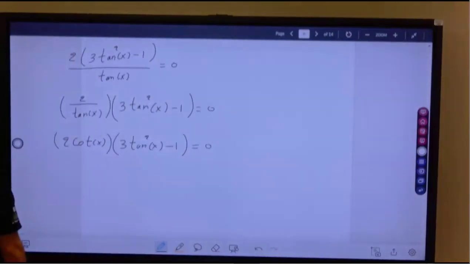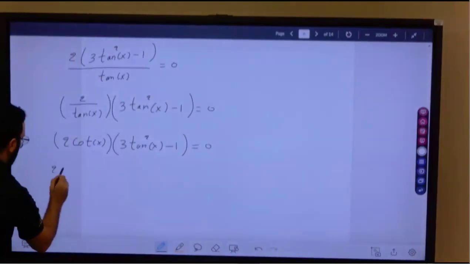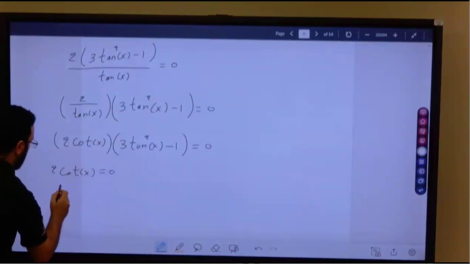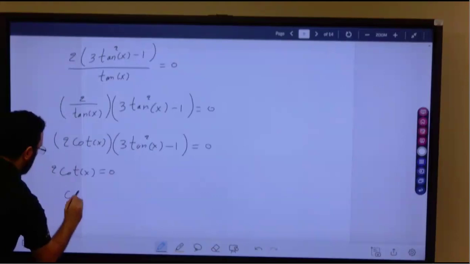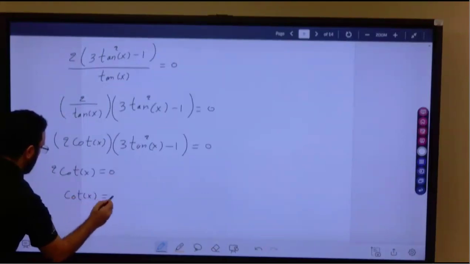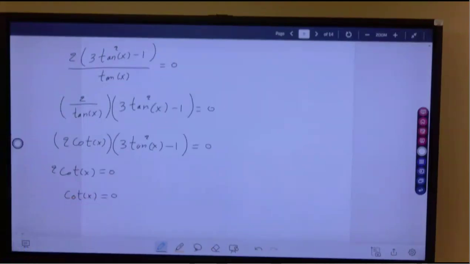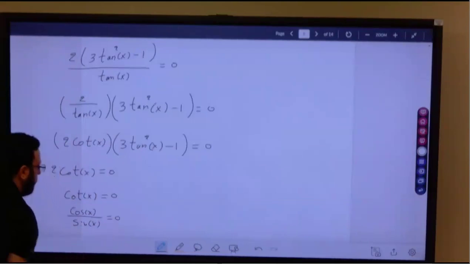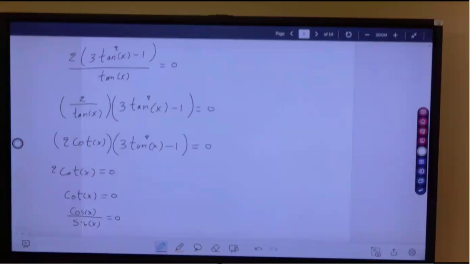We're going to use the 0 factor property. So give it 2 cotangent x equal 0. That means divide both sides by 2. So cotangent x is going to be equal to 0. So this is the first part. We need to find the angles which give you the cotangent equal 0, which is when you divide the cosine of this angle by the sine of this angle, the result should be equal 0. This is the first part.